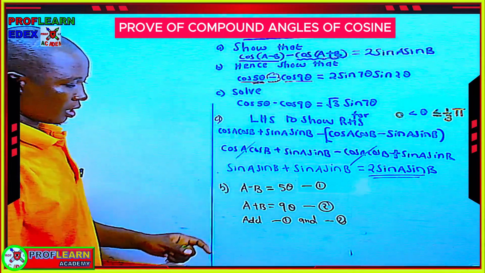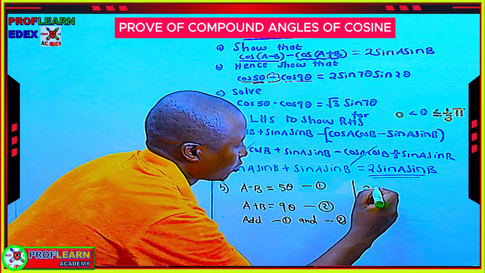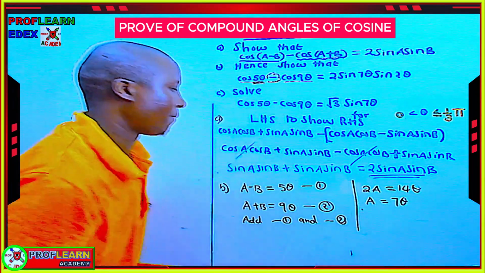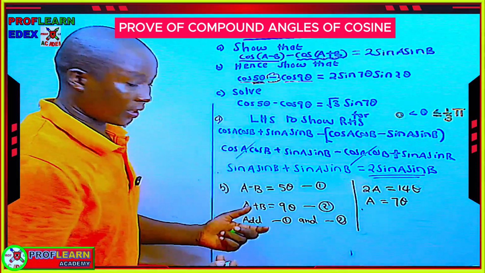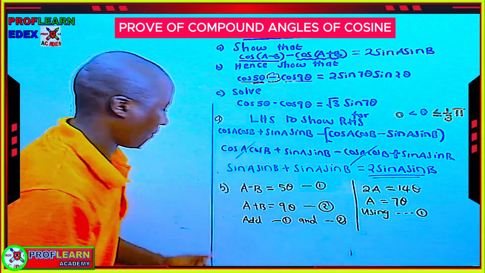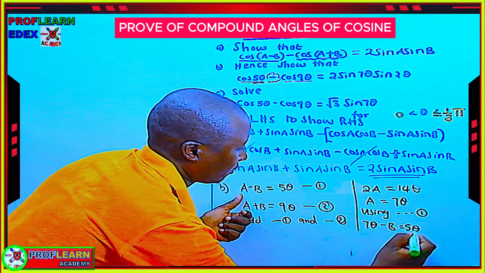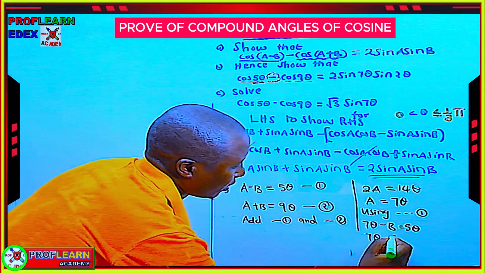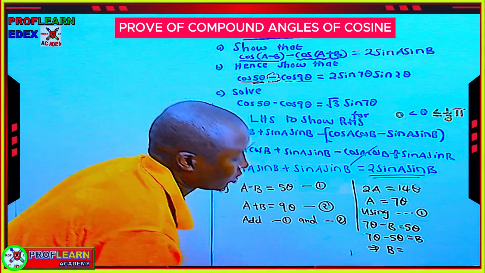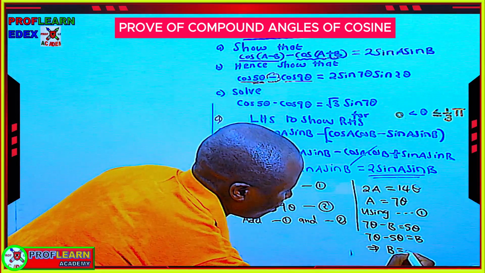If we add these two equations, you can see we are going to cancel the value of B, and then we are going to have 2A is equal to 14θ, so our A is going to be 7θ. Now for us to find the value of B, using equation 1 here, we can say 7θ minus B is equal to 5θ, which means that 7θ minus 5θ is equal to B. And this means that our value of B is going to be equal to θ.